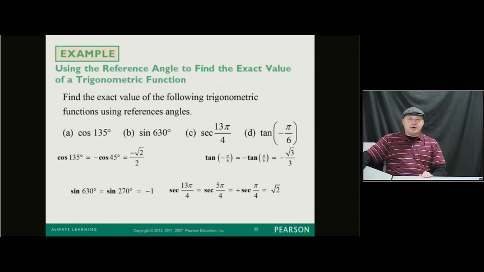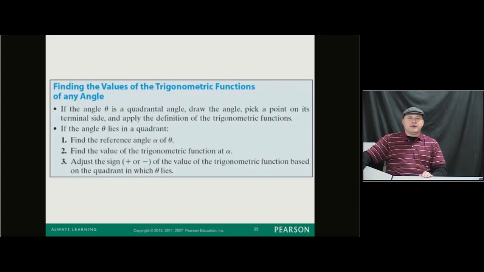Okay? So you might want to write these down and also make the correction for part C there, that should be negative square root of 2 instead of positive square root of 2. All right, and this summarizes this discussion: finding the values of the trig functions of any angle. If the angle theta is a quadrantal angle, draw the angle, pick a point on its terminal side, and apply the definition of the trig function. That was part B, actually.